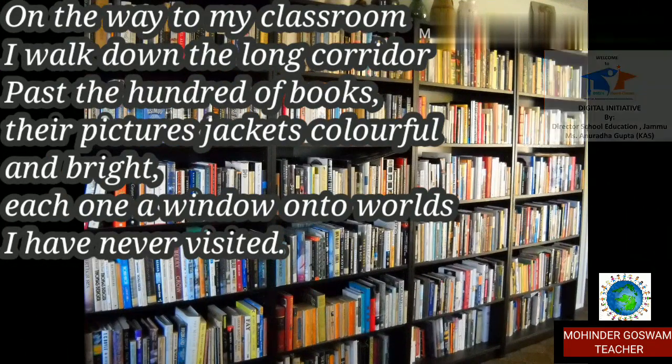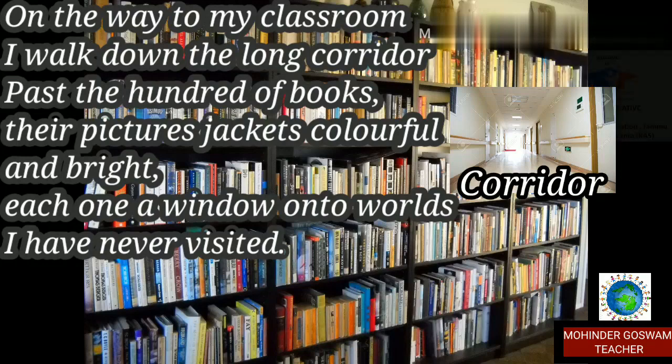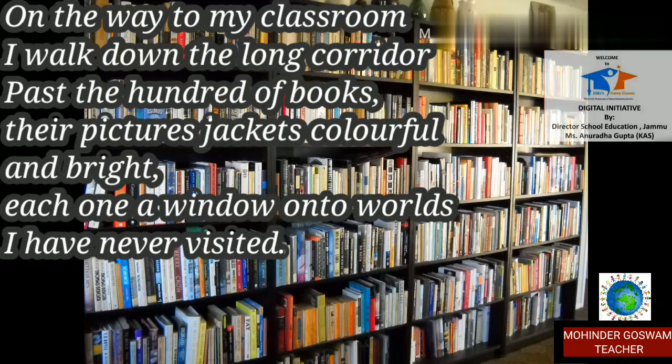Students, in these lines the poet says that when he was walking to the classroom, he walked down a long corridor, and what he saw were hundreds of books lying there, their pictures, jackets, colorful and bright, each one a window. That means each picture has something new, which takes him to a new world he never visited, a world he has never seen. So these are the beautiful lines of the poet.